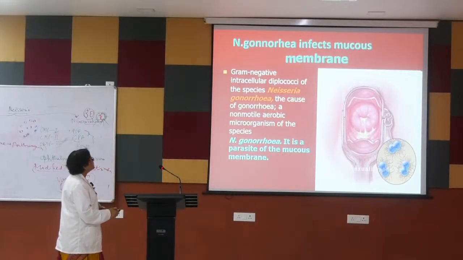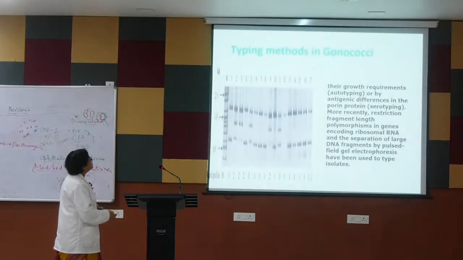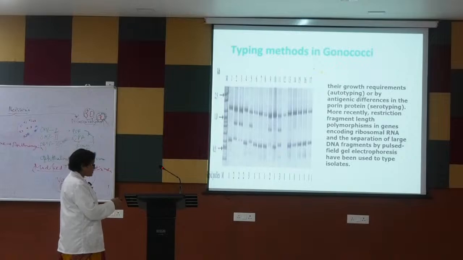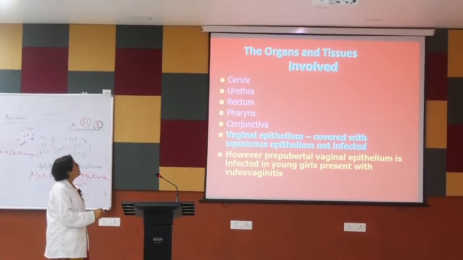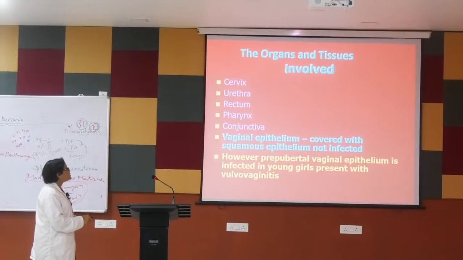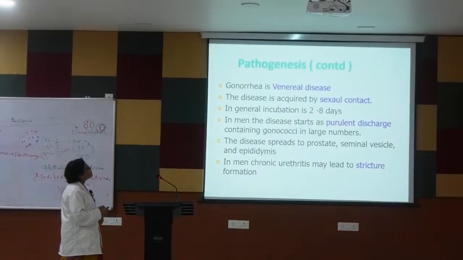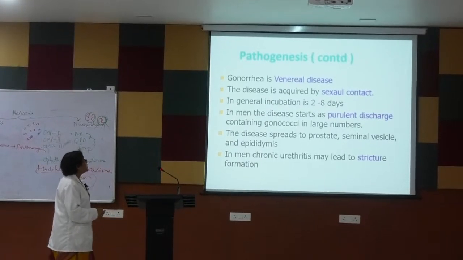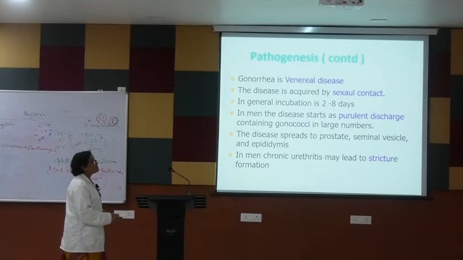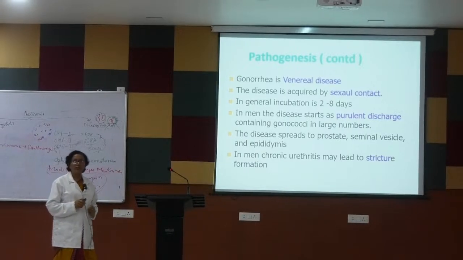In the female, you can see the fimbriae and the tissue involved: the female cervix, urethra, rectum, also pharynx and conjunctiva. Gonorrhea is a sexually transmitted disease by sexual contact with fluid discharge. Complication: stricture. With a stricture, urine is retained and cannot come out, causing severe pain. It is a main problem.